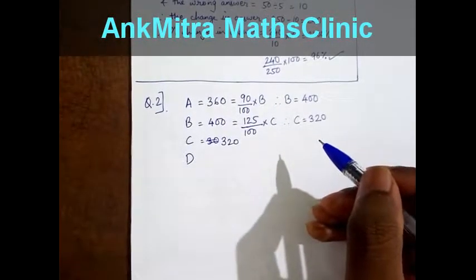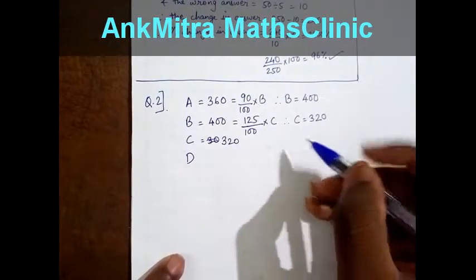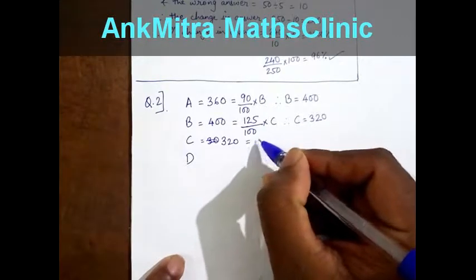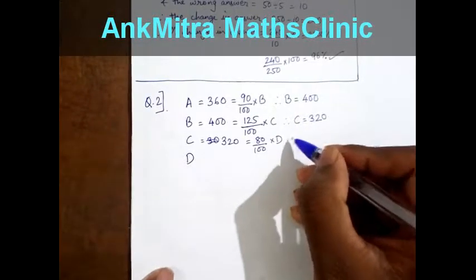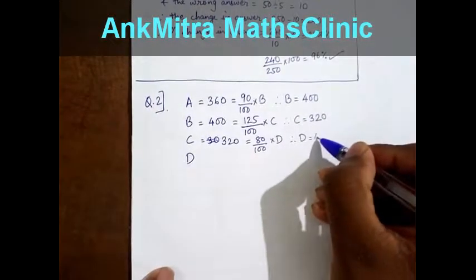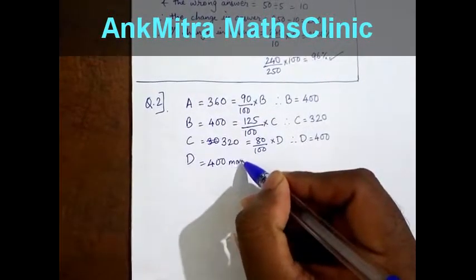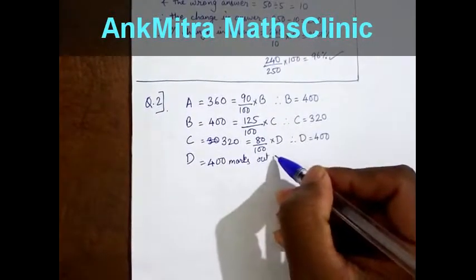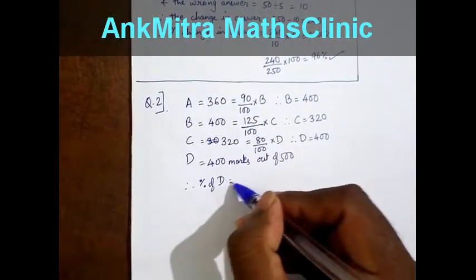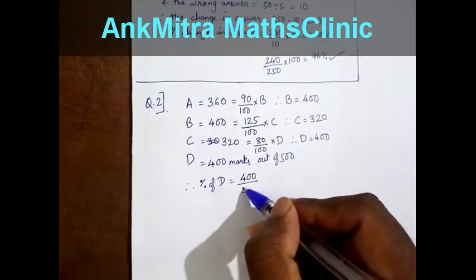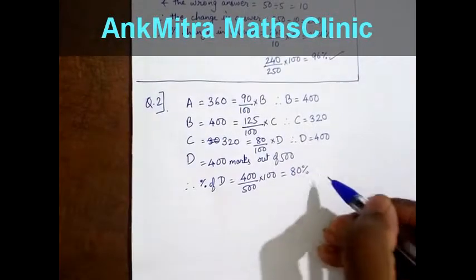Now they have also given that C has scored 20% less than D. That means C's marks of 320 are 80% of D's marks. Therefore, we get D's marks as 400. Therefore, D is equal to 400 marks out of 500. Therefore, percentage of D is equal to 400 upon 500 multiplied by 100, which comes to 80%.